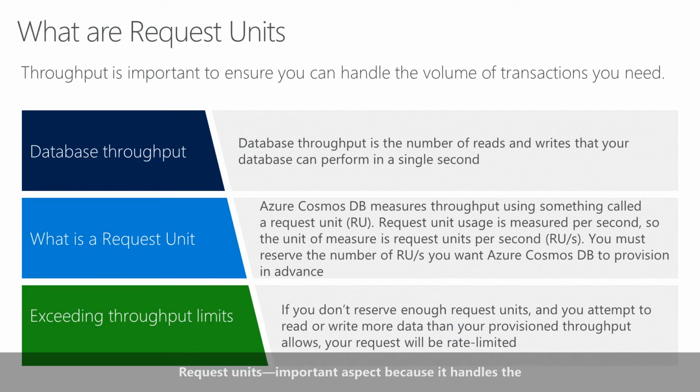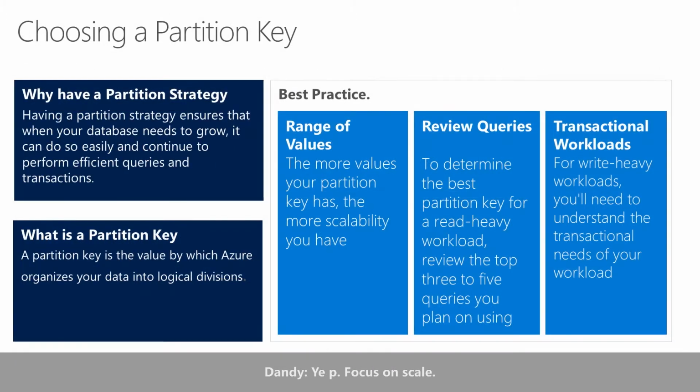Request units are an important aspect because they handle the volume of transactions that you need. The bottom point's really important, right? Exceeding throughput limits there. It's really important to stress that your request will be rate limited. What you're putting across to the students is that it's really important to think about the volumes of data coming through and how you've got to handle that, so you choose the appropriate request unit. Focus on scale.